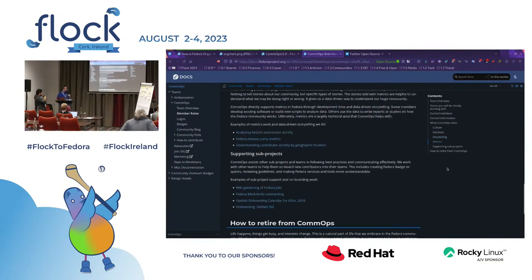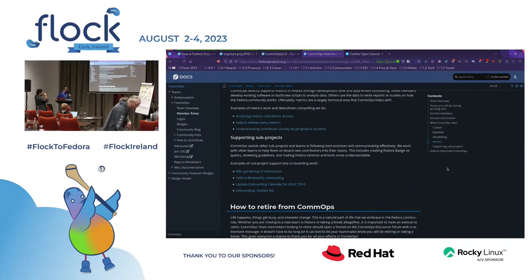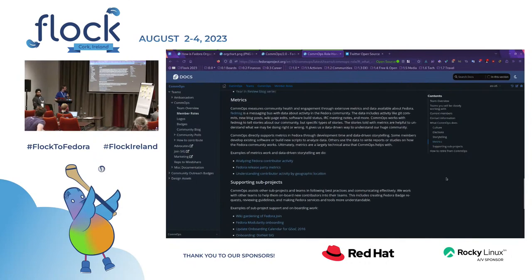And then lastly, in 2015, what was CommOps, we wrote out supporting sub-projects or other teams, other SIGs. So that might have been like wiki gardening. We were working with the Fedora Join SIG. We were helping Fedora Modularity get started back in the day. We helped the Fedora .NET SIG launch when they were trying to get established, when .NET just went open source, and we wanted to get that onto Linux. And a handful of other things, like mentored projects. We did some of the plumbing for GSOC 2016-17. And so that was what we started off with.